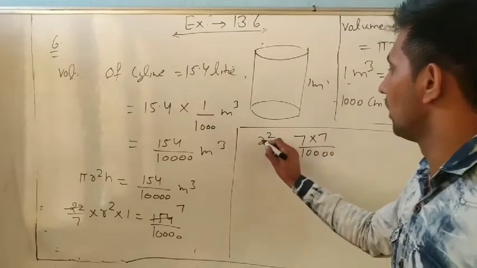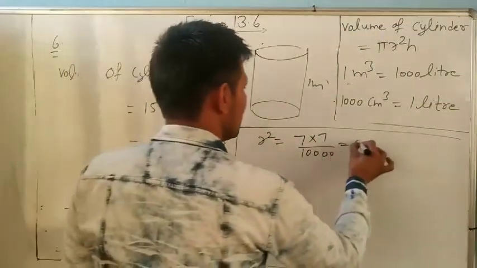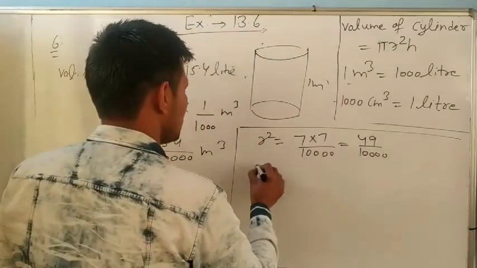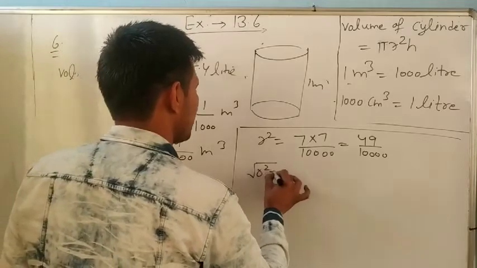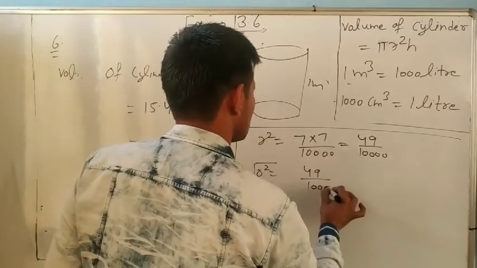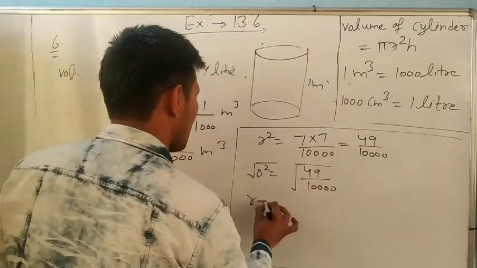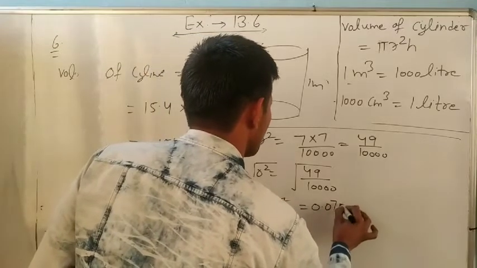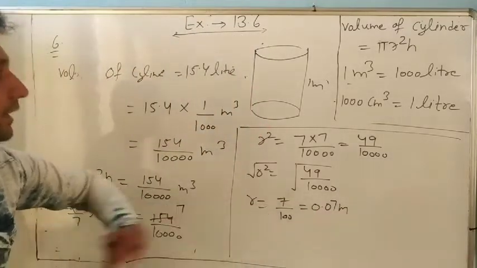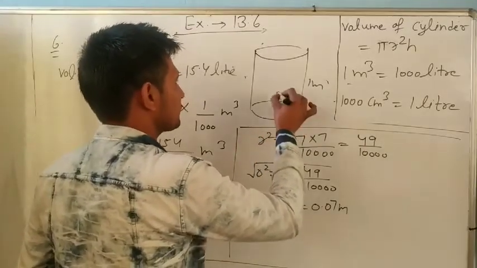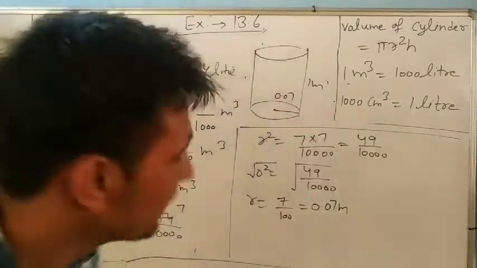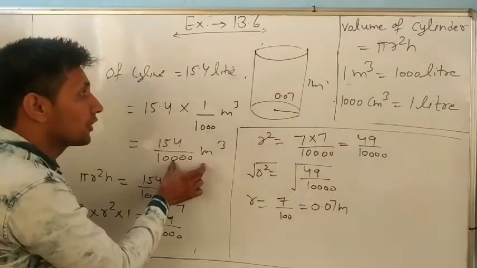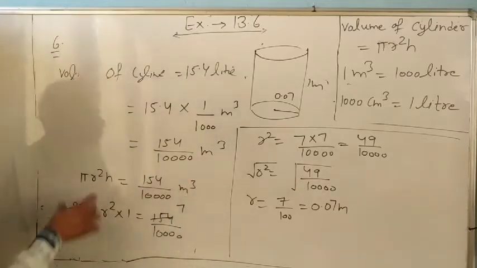So we want to find the value of r. R square equals 49 over 10,000. Taking square root both sides, because we want to find the value of r. The root of 49 is 7, and of 10,000 it is 100. So what comes? 0.07 meter. It is the radius. In the question, first a liter is given, so we converted it into meter cube. It is volume, so we used its volume formula.